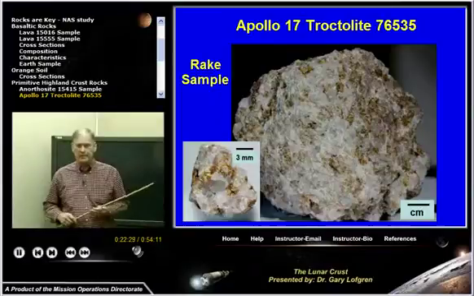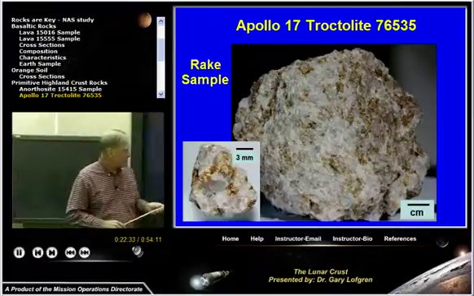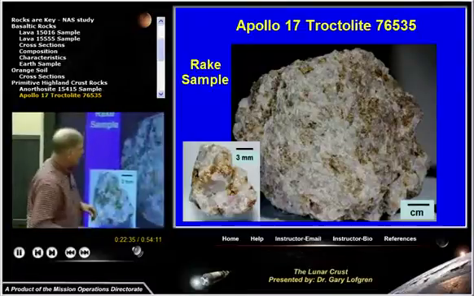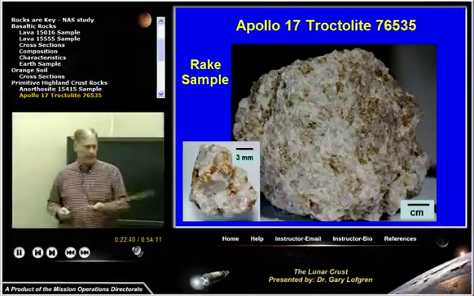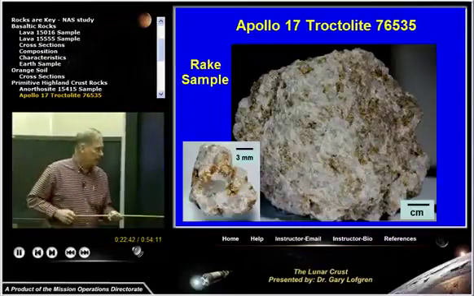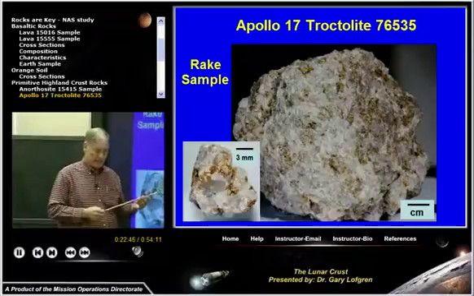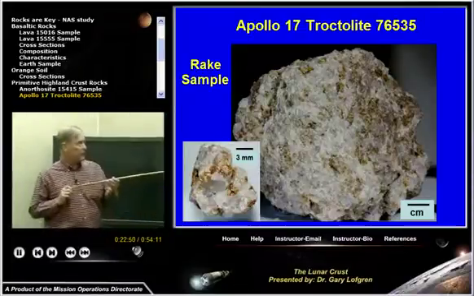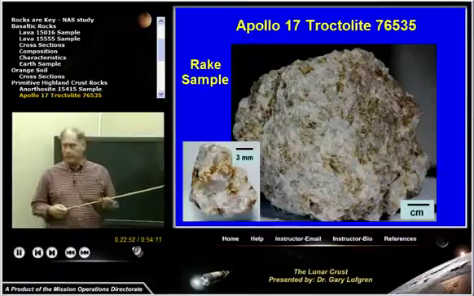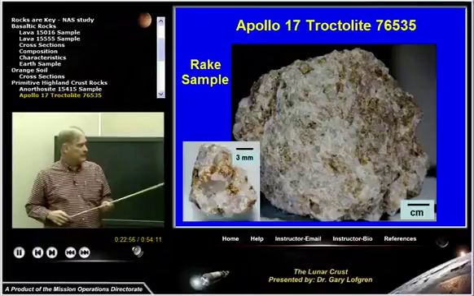This was found in a rake sample. It was a large rake sample. This is a centimeter, so it's several centimeters across, but it was not spotted on the surface. And I'll show you about rake samples a little bit more later. And I just want to point out the value. This was kind of like a blind sample, and I'll describe that process a little later. But it's a very important rock, and this is about 4.2 billion years old. They could date this accurately. Next slide.